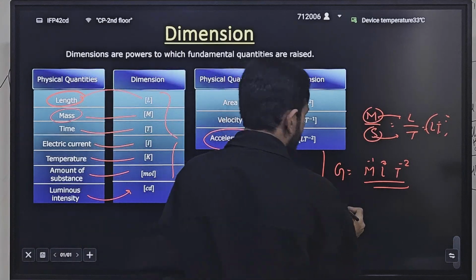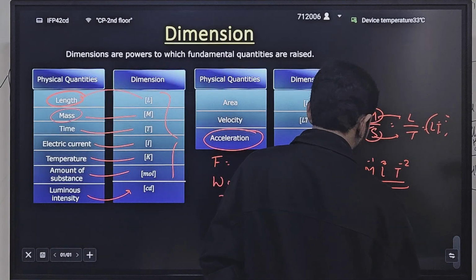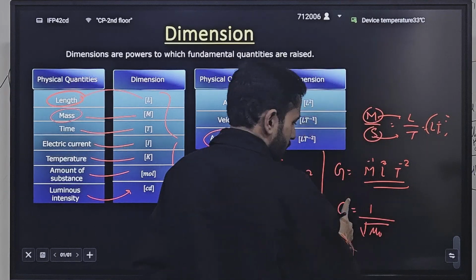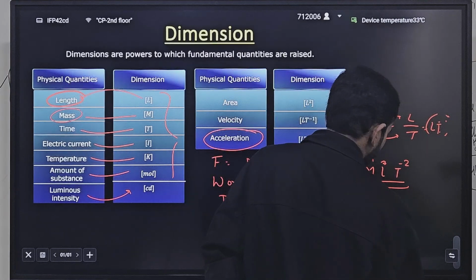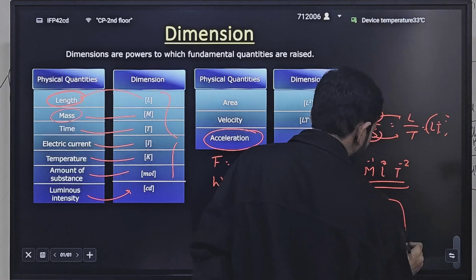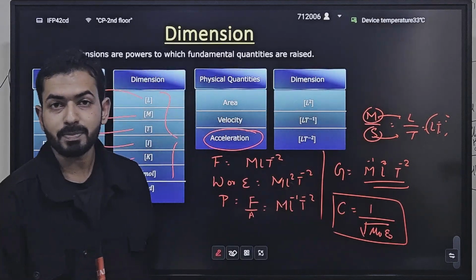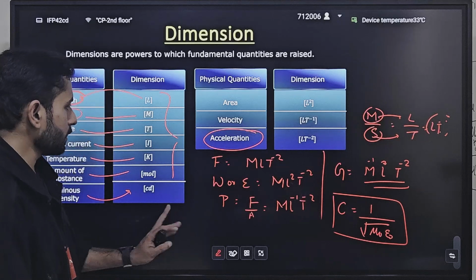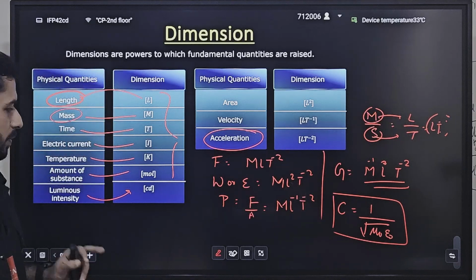There is one more very famous relation that it is mandatory to remember. This was directly asked in the JEE exam. C, speed of light, is given as 1 by root of mu naught into epsilon naught. Now what is mu naught and what is epsilon naught? Mu naught is permeability and epsilon naught is permittivity. Correct? These many things it is mandatory to remember.